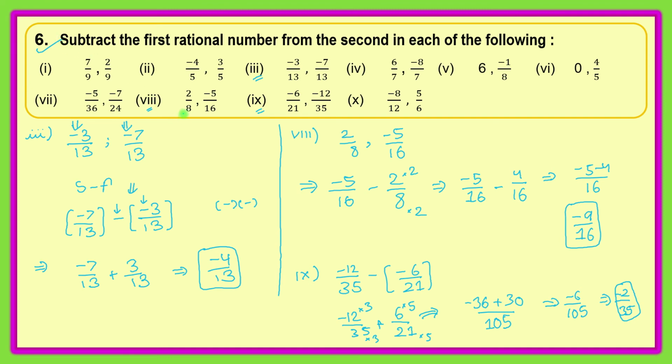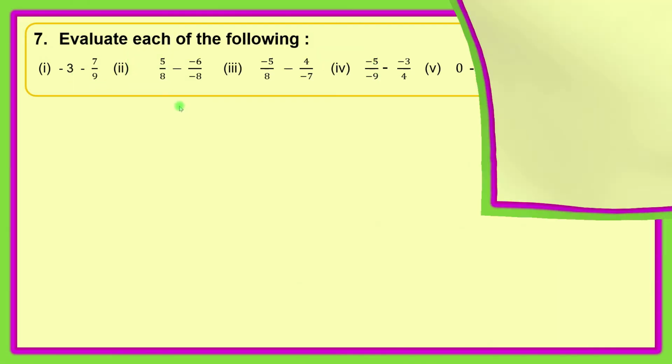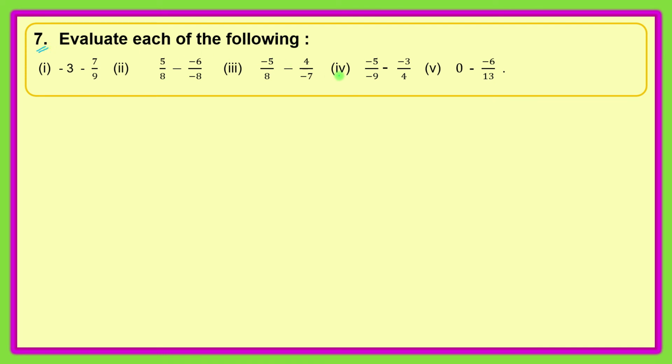Now let's solve for the 7th question. Evaluate each of the following. So these questions are pretty easy, so I'm going to just proceed with the 4th question, which is pretty tricky. But actually it's not tricky, I'm just going to explain how. So see here, my 4th question, all the numbers have negative signs. Minus 5 upon minus 9, minus minus 3 upon 4. 4 minus signs, but don't worry, in the first rational number, minus signs will get cancelled out because here we can cancel the minus signs, so it will become just 5 upon 9 directly.